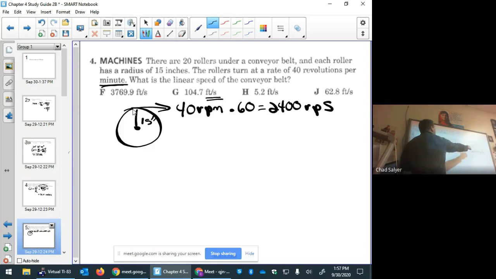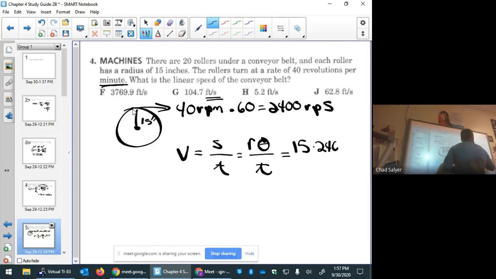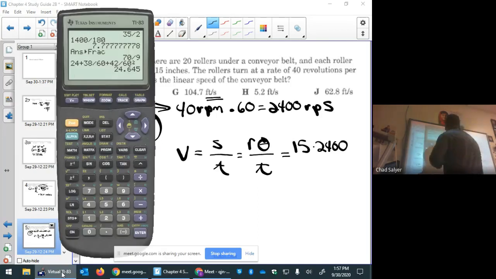Okay, so 2,400 revolutions per second. And remember that the speed, or the velocity, is equal to the arc over time. And the arc is equal to r times theta over time. And the time is just going to be 1 second. So the 15 inches times the 2,400, use my calculator here.